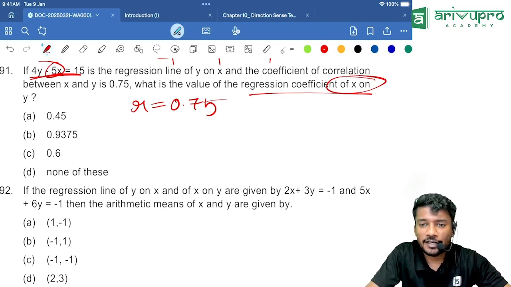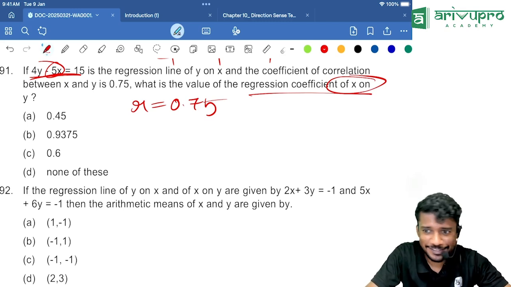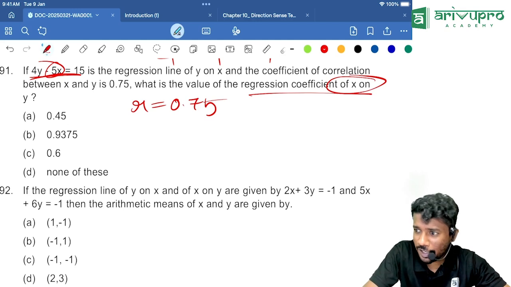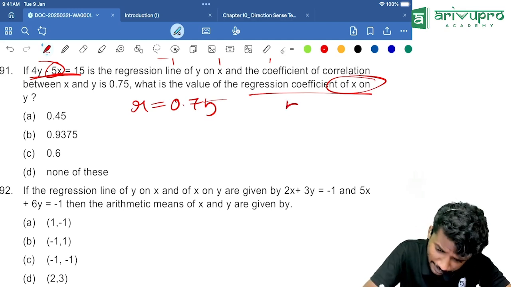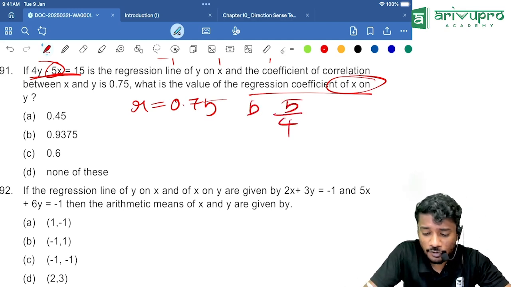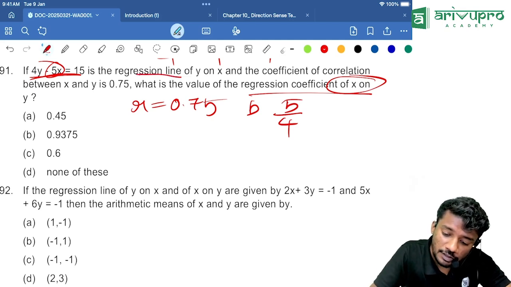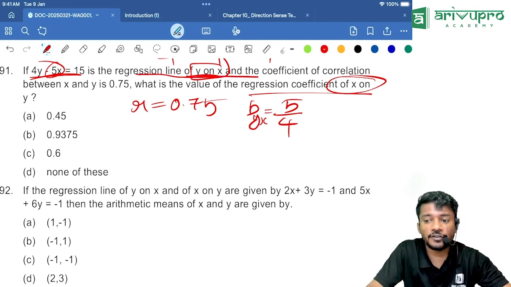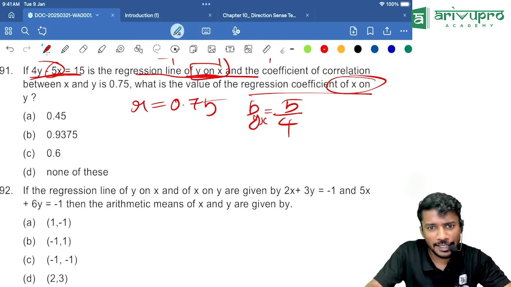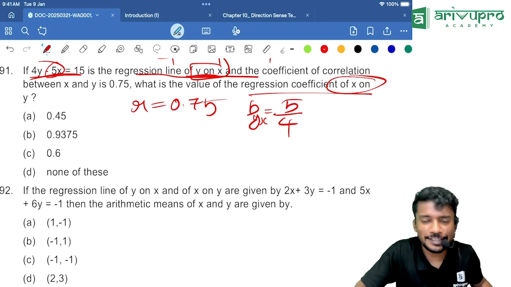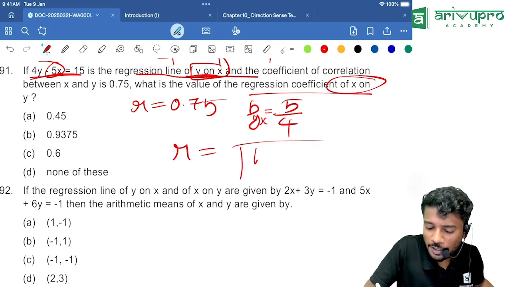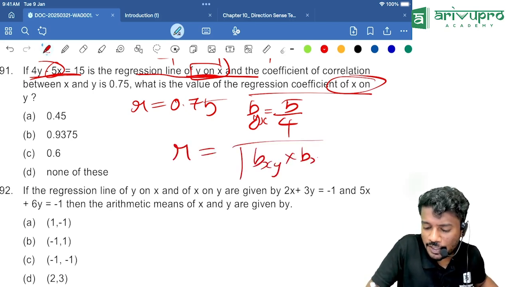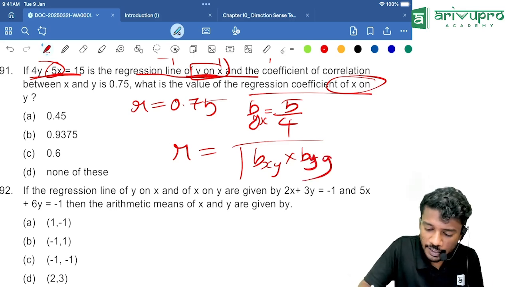What was the formula? Take the coefficient. That is 4 by 5 or 5 by 4? Sure? Yes, we will take 5 by 4. That is b of yx. What is given? Y on x, I am still asking you, byx is equal to 5 by 4. Is it correct? Yes. Let it be like that. Don't change anything. R is equal to, what is the formula? Root of bxy into byx.